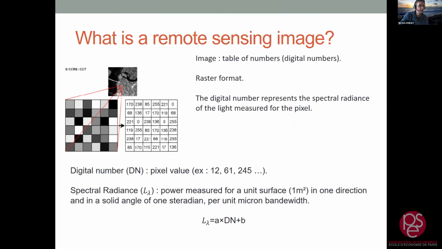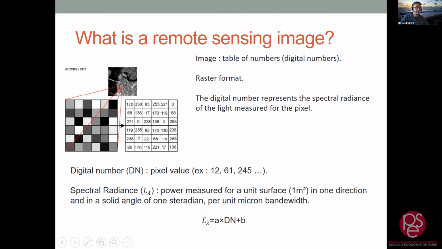So let's go back to this that I have already shown. What is a remote sensing image? It is a table of numbers, digital numbers. It is a raster format, and this digital number represents the spectral radiance of the light measured for the pixel. So when I say the digital number represents the spectral radiance, in fact, there is one equation, very simple, that is this one.